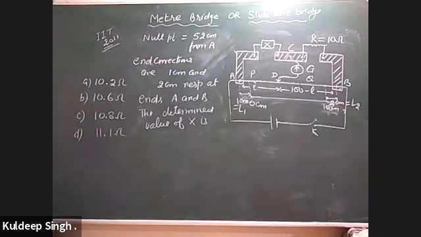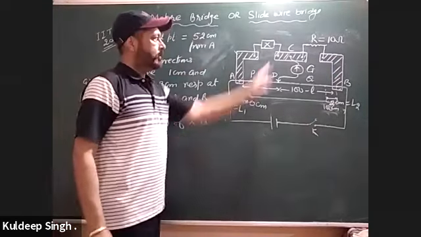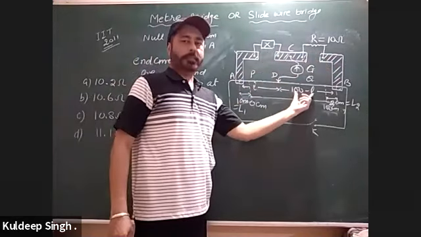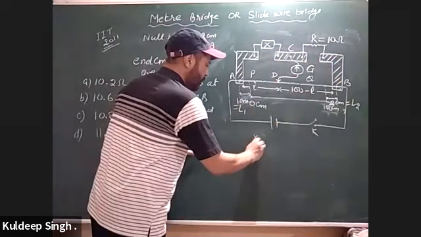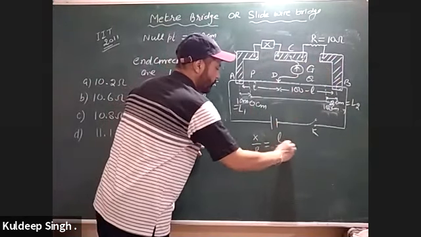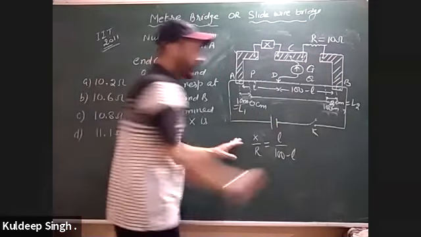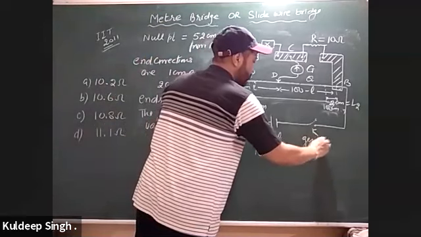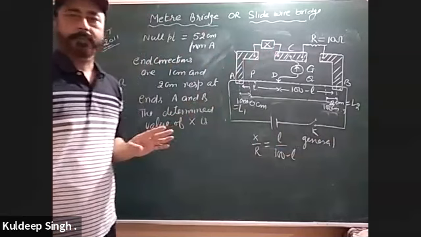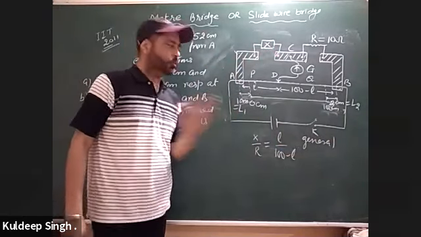So what to do in this numerical? If I remind you of the general formula, X by R is equal to L upon 100 minus L. This is the general form. This formula you use when you are not given end correction. But now in the numerical, end correction is given. What to do with that?